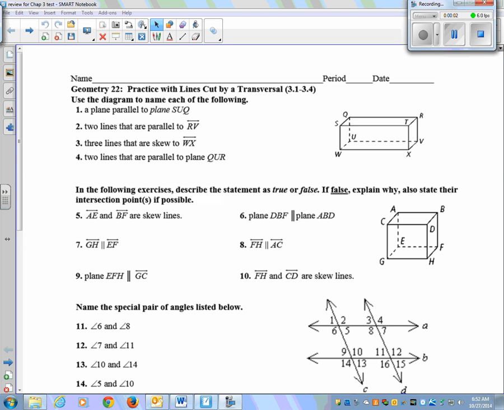Hi, this is Mrs. Myers, and today we're going to go through the review sheet for the tests 3.1 through 3.5. This should say 5.